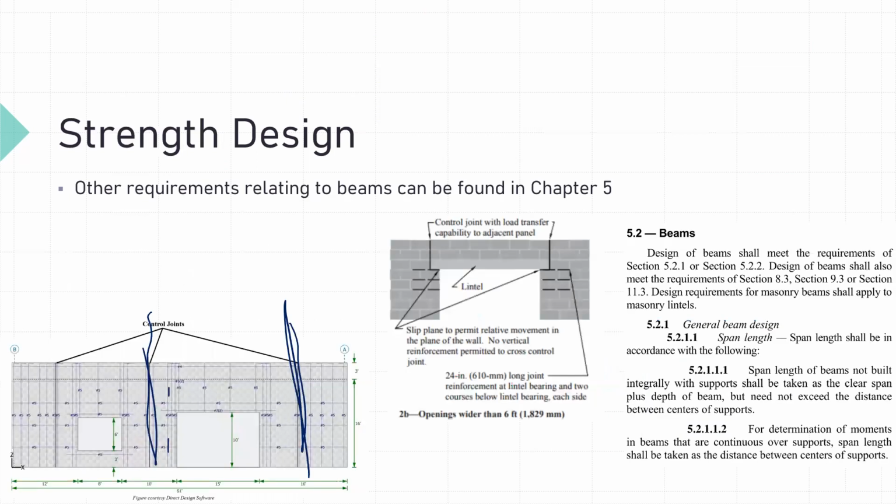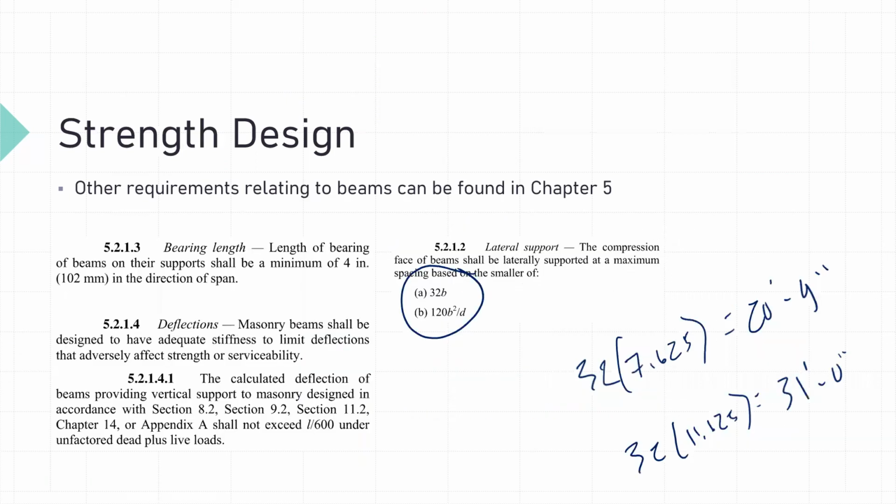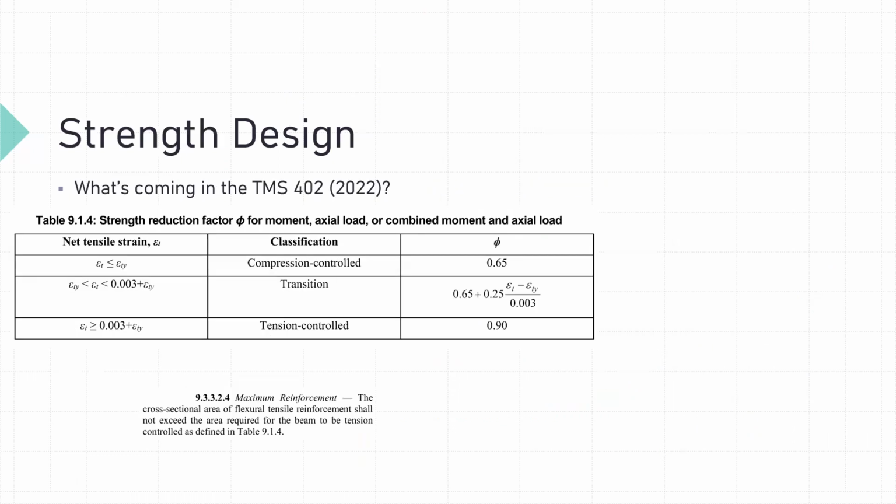But those are out of chapter 5 again, in terms of span length is in here, deflections are in here, bearing length is in here, minimum of 4 inches, but usually it's going to be 8 inches anyways, and lateral support of that compression face.